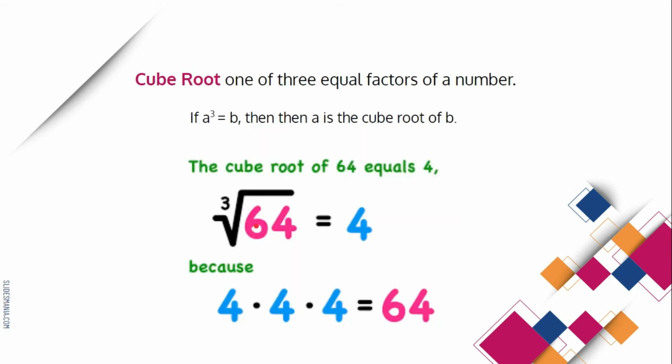A cube root is one of 3 equal factors of a number. When we talk about cube, we know that this is what it means: a raised to the third power equals b. So a cubed equals b. We have it here. The cube root of 64 equals 4 because the number 4 is used as a factor 3 times, and as a result, we get 64.